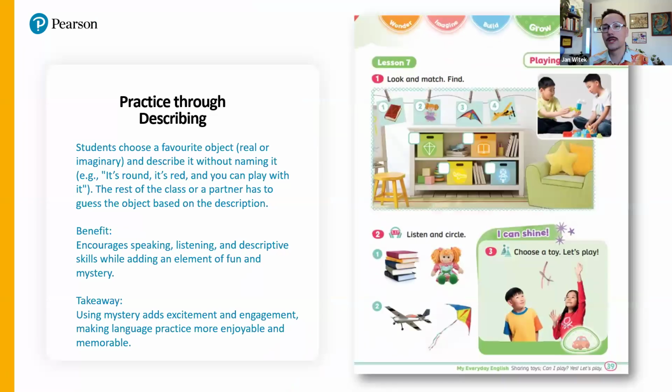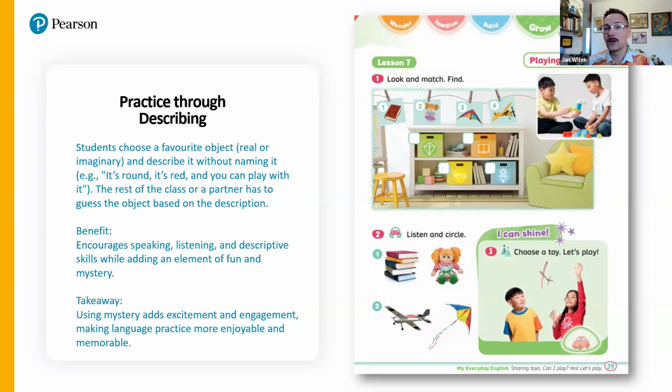Now, let's incorporate describing into our everyday English classroom activities. Here's a creative exercise. Ask your students to choose a favorite object, real or imaginary, and describe it without naming it. For example, it's round, it's red, and you can play with it. That's a fantastic topic in Rise and Shine, Toys Around Us, and you can exploit this section with pictures, with some objects students also can imagine.